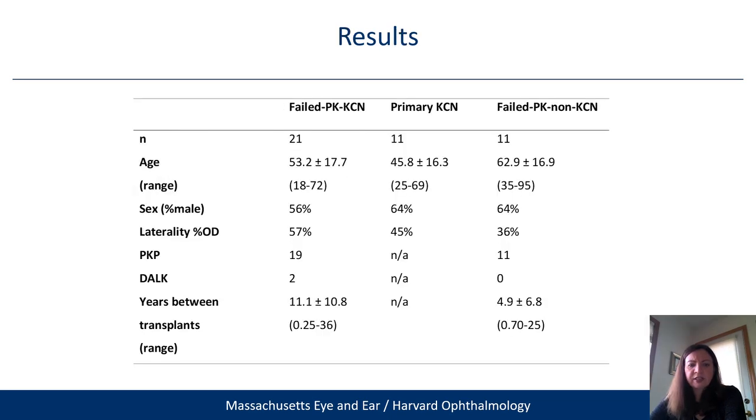Here are the demographics of our study categories. We had a 2:1:1 ratio of our study group compared to the positive controls and the negative controls. In the negative control group, the reasons for regrafting in the failed PK non-KCN group included pseudophakic bullous keratopathy, Fuchs endothelial dystrophy, corneal scarring, and peripheral ulcerative keratitis, as well as corneal clouding.